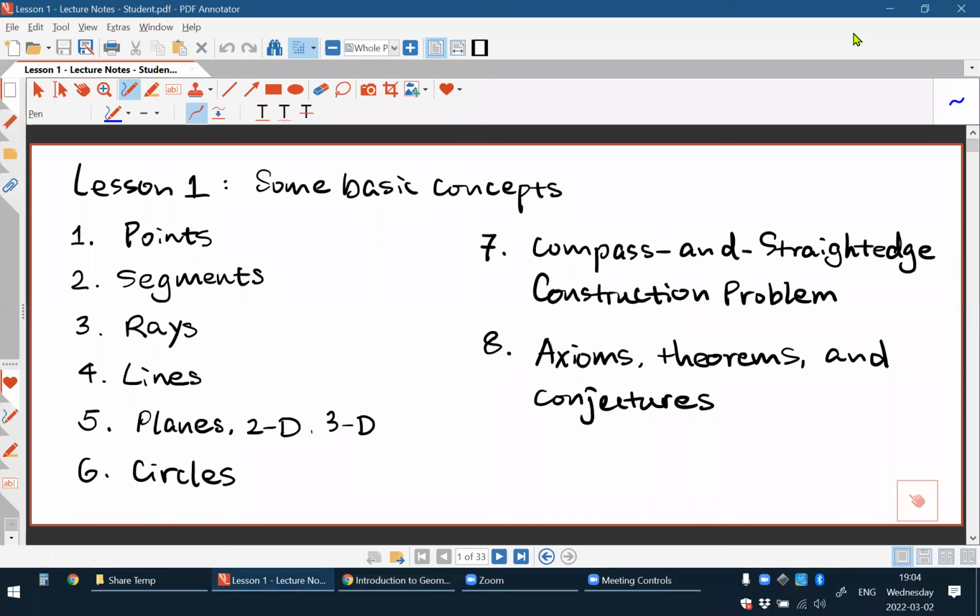So in today's lessons, we'll go over some basic concepts. These are the fundamental concepts for our discussion in the following chapters. So basically, we'll briefly review the concepts of points, segments, rays, lines, planes, two-dimensional, three-dimensional, circles, and compass and straightedge construction problem, and axioms, theorems, and conjectures. Okay, so let's have a look at them one by one.